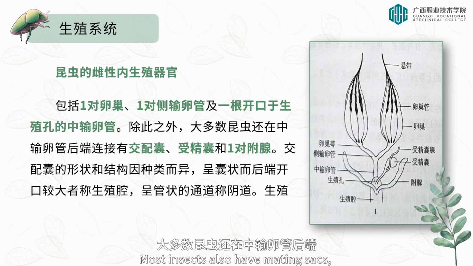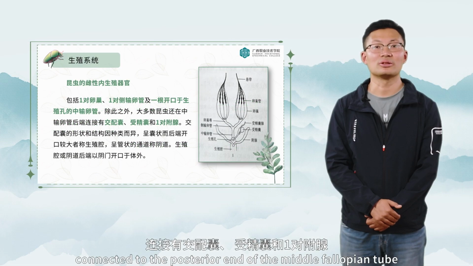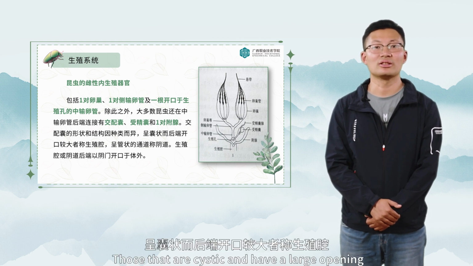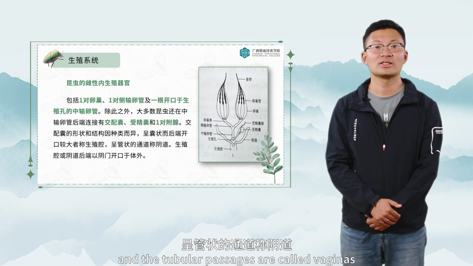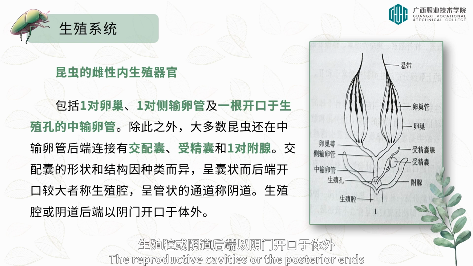Besides, most insects also have mating sacs, spermatic sacs, and a pair of accessory glands connected to the posterior end of the middle fallopian tube. The shape and structure vary from species to species. Those that are cystic and have a large opening at the posterior end are called reproductive cavities, and the tubular passages are called vaginas. The reproductive cavities or the posterior ends of vaginas are open to the outside world through the vulva.